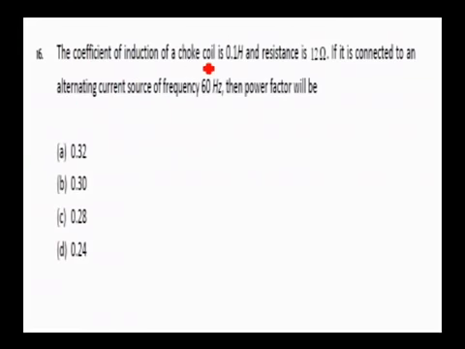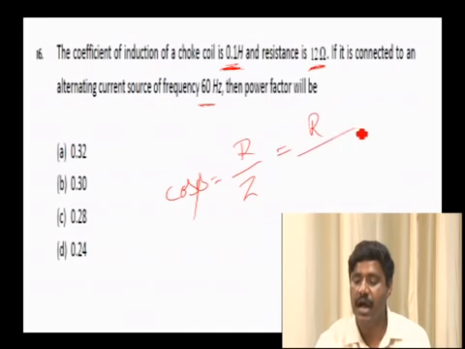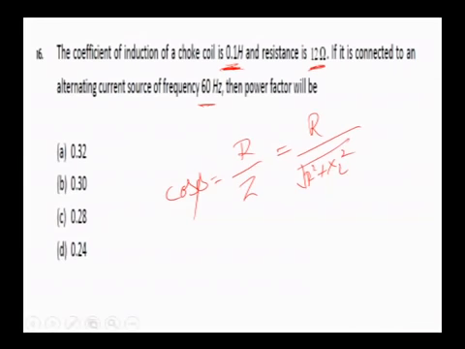Now, the coefficient of induction of a choke coil is 0.1 Henry, that is L. The resistance is 12. If it is connected to an AC source of 60 Hertz, what is the power factor? As I gave the expression, power factor is always R divided by Z. But we have a choke and a resistance here. That's why it should be R divided by root of R square plus XL square. But what is XL? It is 2 pi FL, where F is 60 Hertz. So 2 pi into 60 into 0.1, you get 6 into 2 pi, it is around 12 pi as XL.